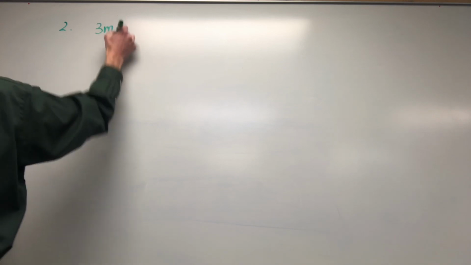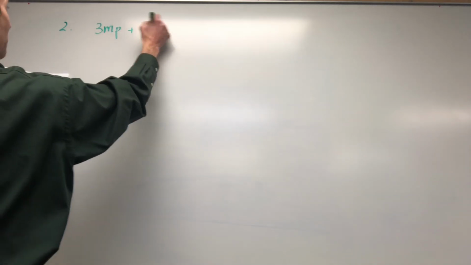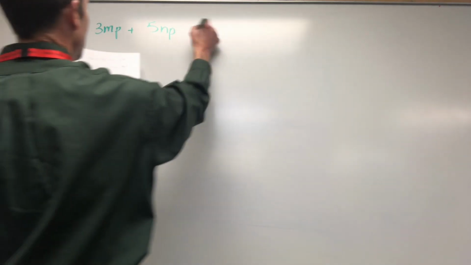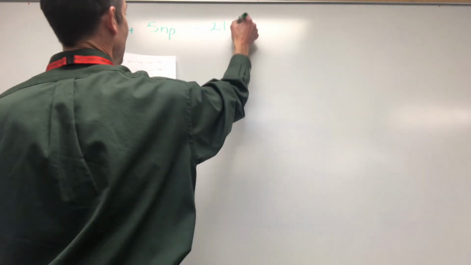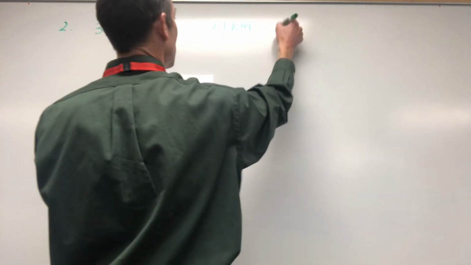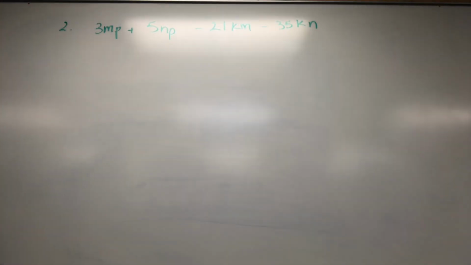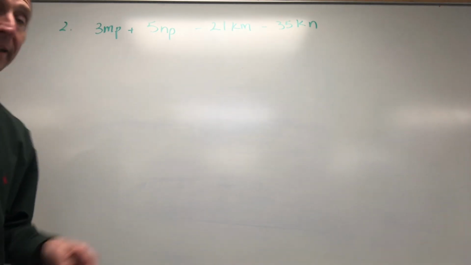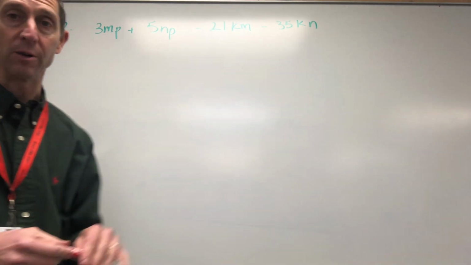Let's try another run at this. All right, let's do another one of these. 2, let's get 2 up here. 3MP. Oh, this is going to be a lot of letters. Plus 5NP minus 21KM minus 35KN. All right, that is a lot of letters. Okay, could be factoring by groups. We like it because you've got 1, 2, 3, 4 in a row.